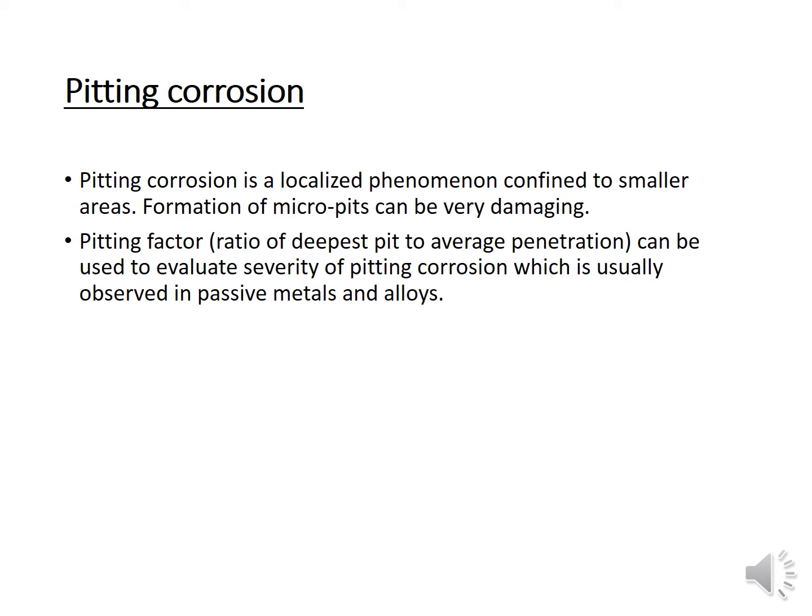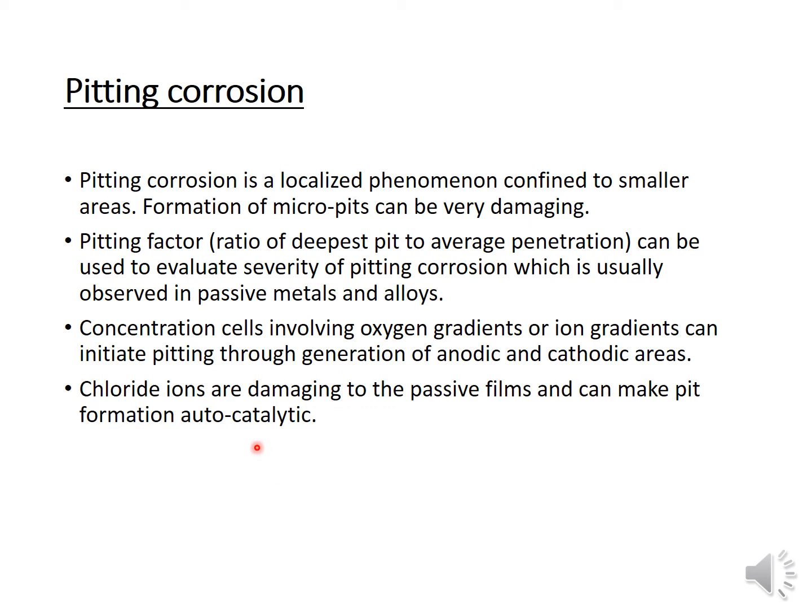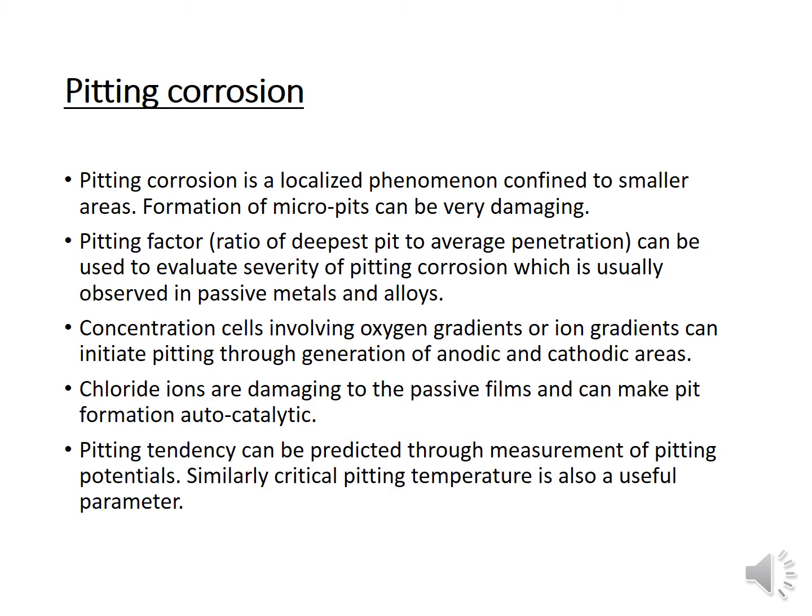Pitting factors can be used to evaluate the dangerousness or severity of pitting corrosion, which is usually observed in passive metals and alloys. A concentration cell involving an oxygen gradient or ion gradient can initiate pitting through generation of anodic and cathodic areas. Chloride ions are damaging to the passive films and can make pit formation autocatalytic. Whatever corrosion takes place, if it increases the rate of corrosion itself, that is called autocatalytic.